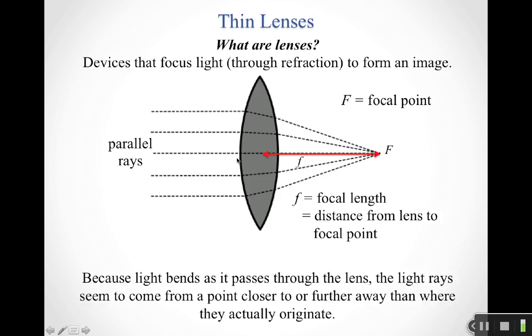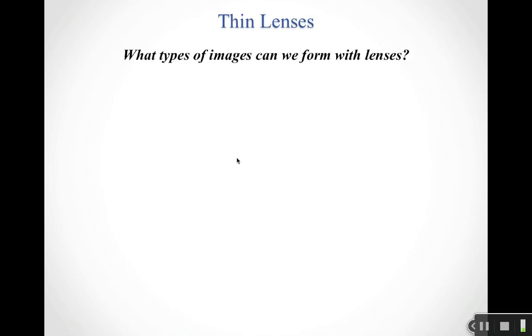Okay? So because our light gets bent as it passes through the lens, the light rays are going to seem to come from a point that's either closer to or further away than where they're actually originating, which is why we're going to end up with the images that we have. So the way that the light bends through the lens is going to dictate what kind of image we have. So let's start by describing what kind of images that we can form.